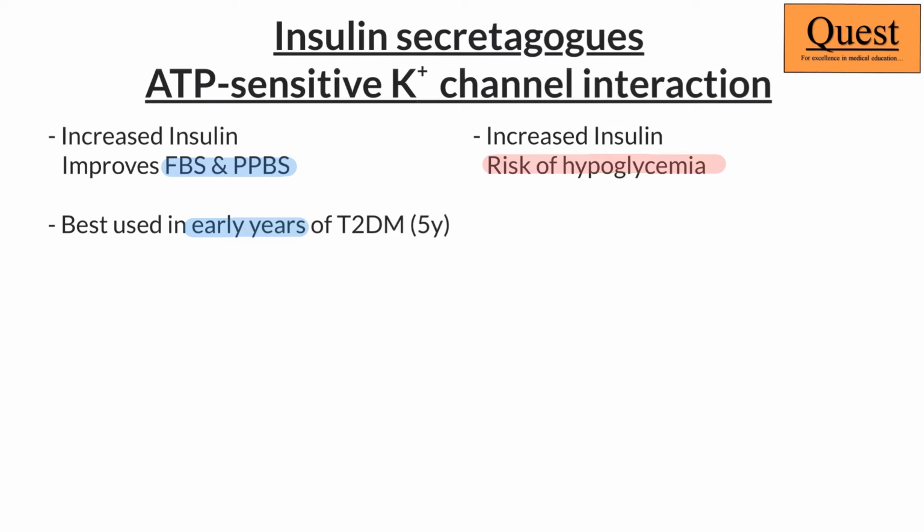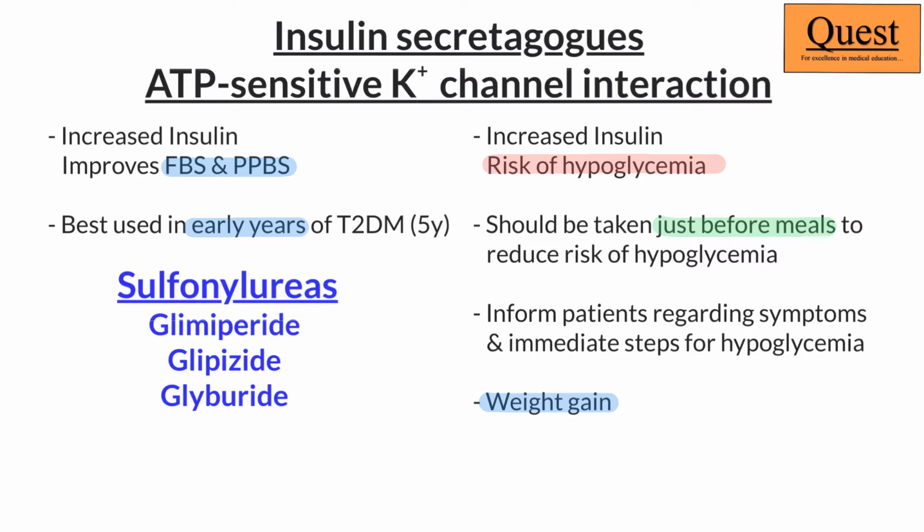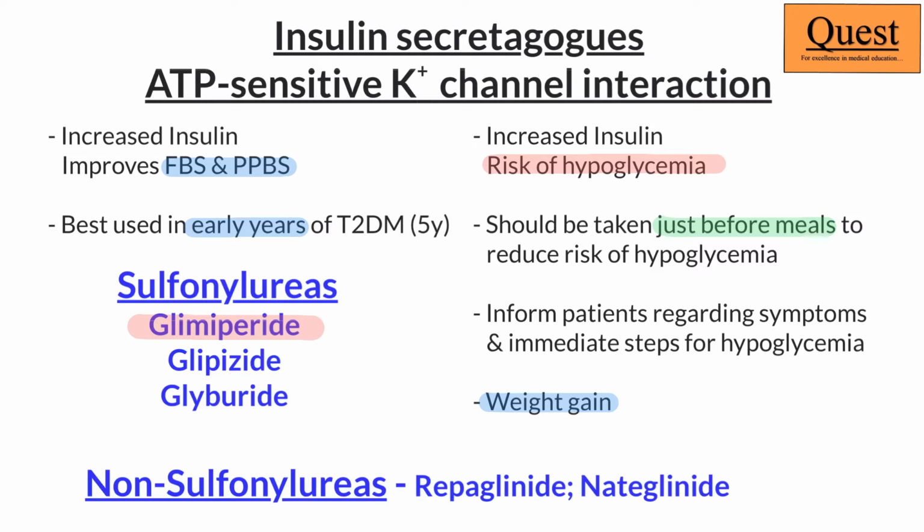Now, because of the risk of hypoglycemia, it's important to remember that sulfonylureas should be given just before food. Because of the same insulin, they can also have the adverse effect of weight gain in these patients. Common examples of sulfonylureas used today are glimepiride, glipizide, and glyburide. But there are some non-sulfonylurea compounds which can do the same effect as of sulfonylureas. These are repaglinide or nateglinide. They are better used for patients who have postprandial hyperglycemia.